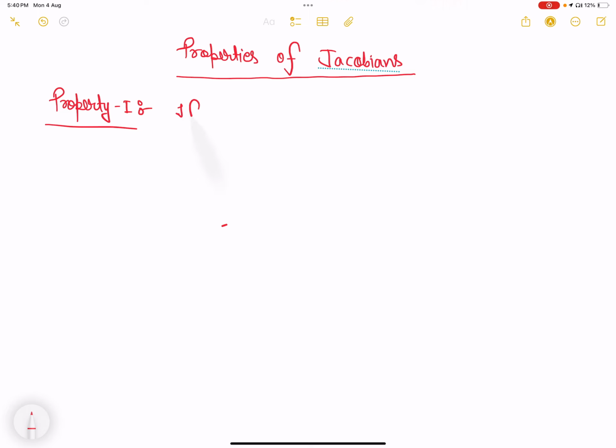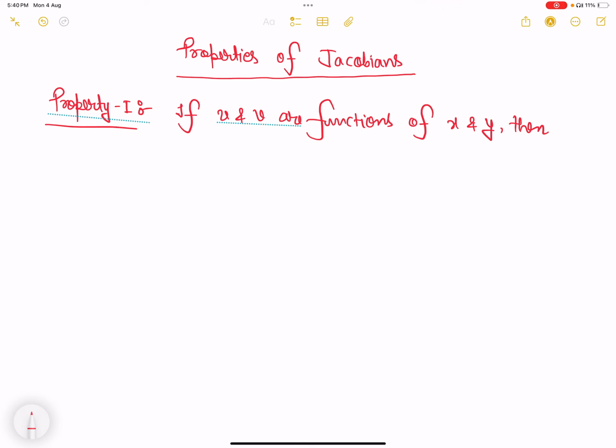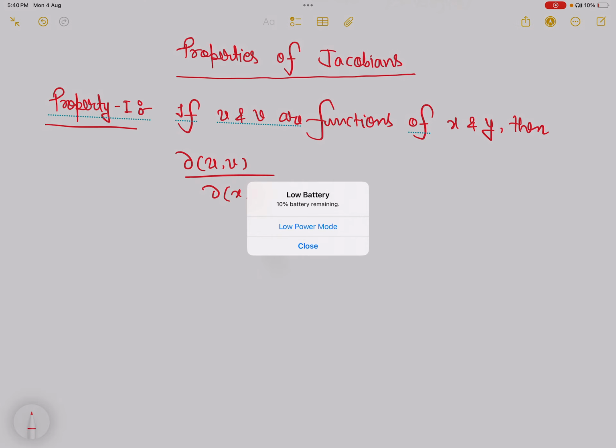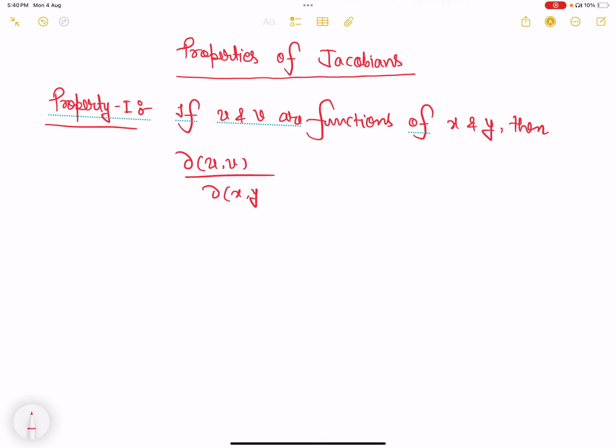If u and v are functions of x and y, then the Jacobian of u and v with respect to x and y, multiplied by the Jacobian of x and y with respect to u and v, is equal to 1.